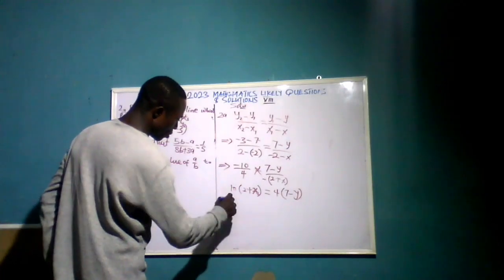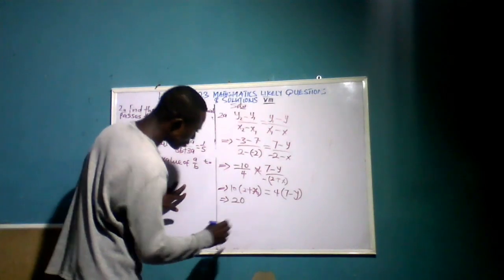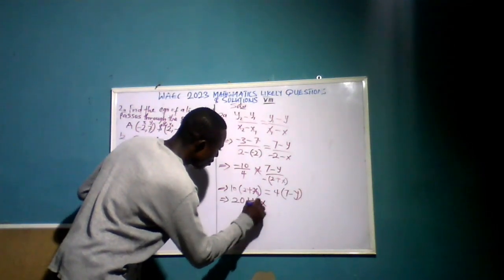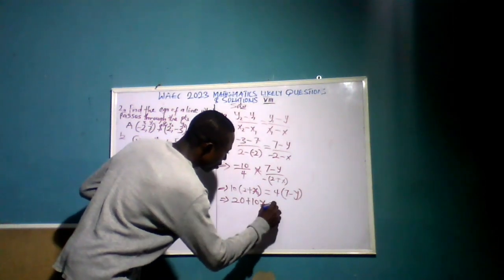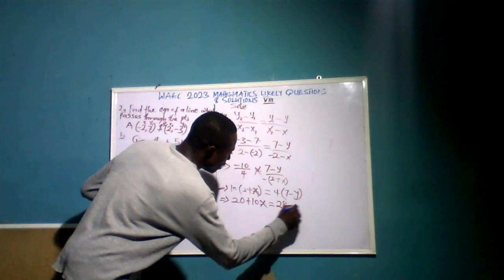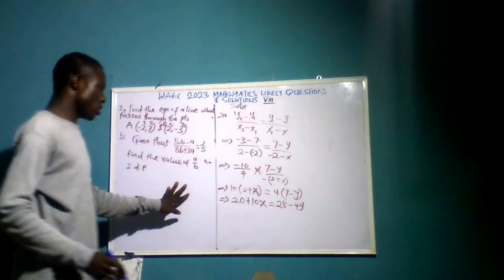So 10 times 2, that will be what? 20. That will be 20. And 10 times x, that will give you 10x. Okay, so 4 times 7, that will give you 28. And 4 times minus y, that will be 4 minus y. Sorry, minus 4y rather.